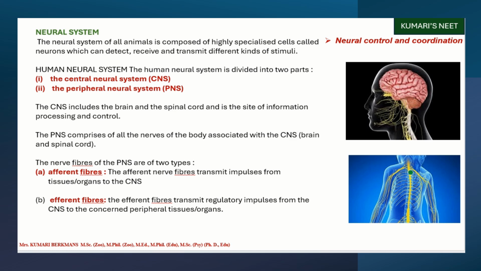And the peripheral neural system is a network of nerves which connect to the central nervous system. The peripheral neural system again divides into two types of nerves: afferent nerves and efferent nerves. Afferent nerves take or send the messages from the other tissues or other organs to the central nervous system, and efferent fibers take the messages from the central nervous system to the different parts of the body.